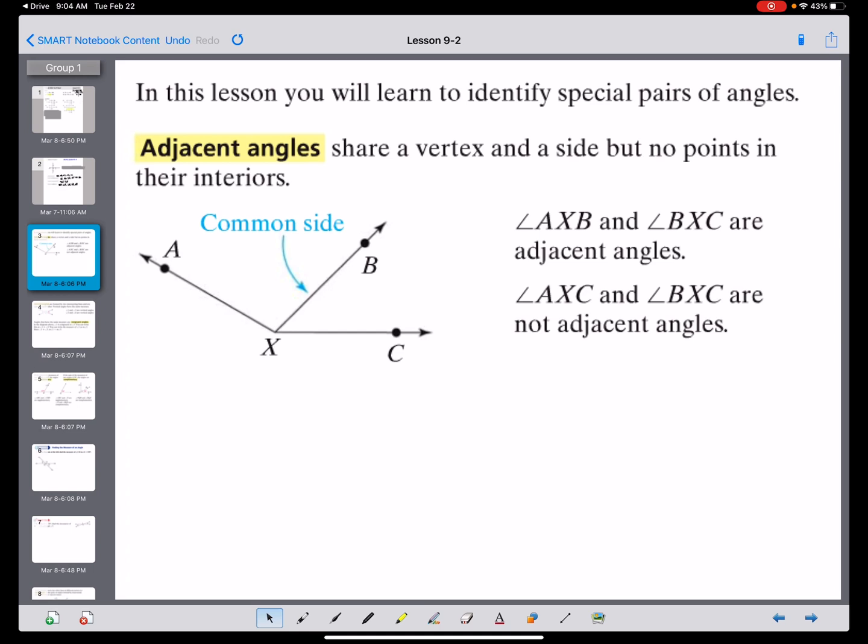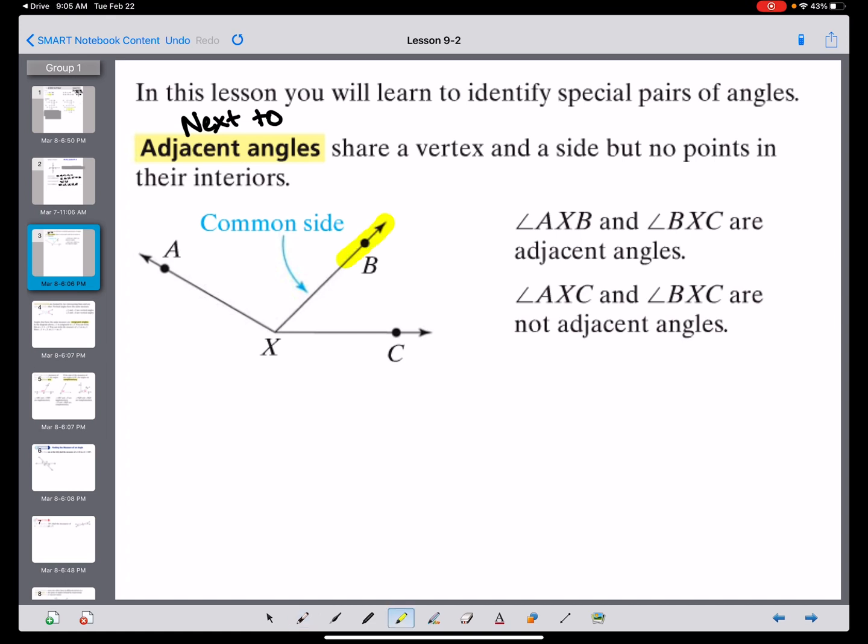In this lesson, you will learn to identify special pairs of angles. So the first vocabulary word we need to talk about is adjacent. Adjacent means next to. For example, the next to would mean to your left or to your right. So adjacent angles share a vertex and a side, but no points in their interior. So take a minute to write down that definition.